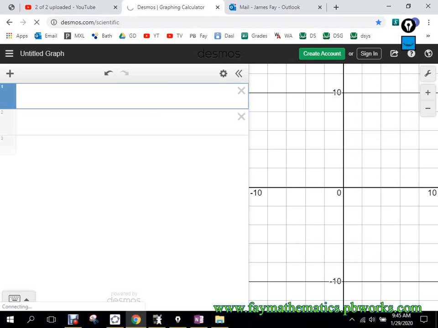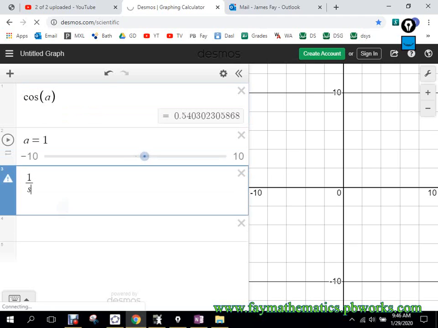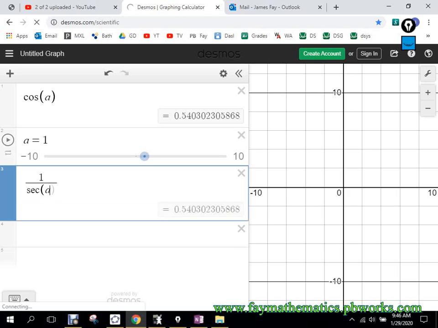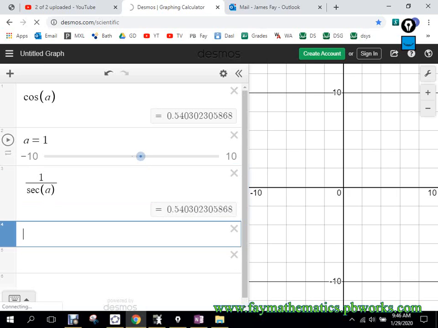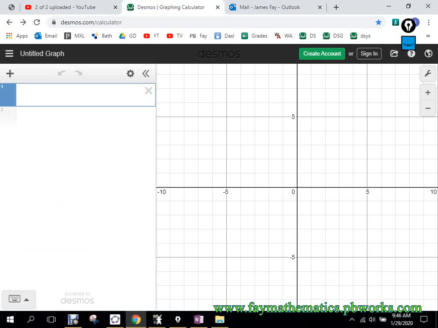I don't know why they don't use the same coding, but let's say I have cosine A, and it'll ask me to create a slider. And now I'm going to say 1 over secant of A. Are those two numbers the same? They are. No, they're not. I don't know.